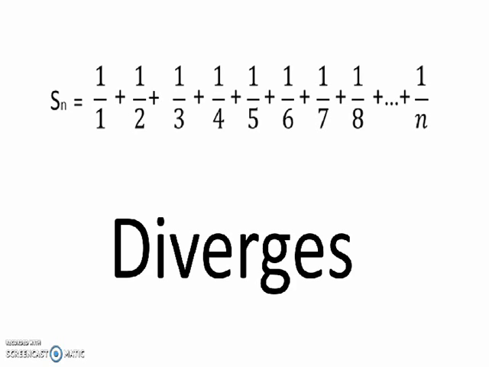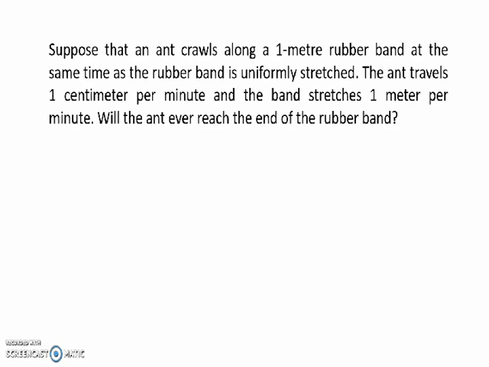So now that we know that our harmonic series diverges, we are going to see a problem, which is called the worm paradox. We're actually going to do it with an ant, but it's the same idea. Suppose that an ant crawls along a 1 meter rubber band at the same time as the rubber band is uniformly stretched. The ant travels 1 centimeter per minute, and the band stretches 1 meter per minute. Will the ant ever reach the end of the rubber band?